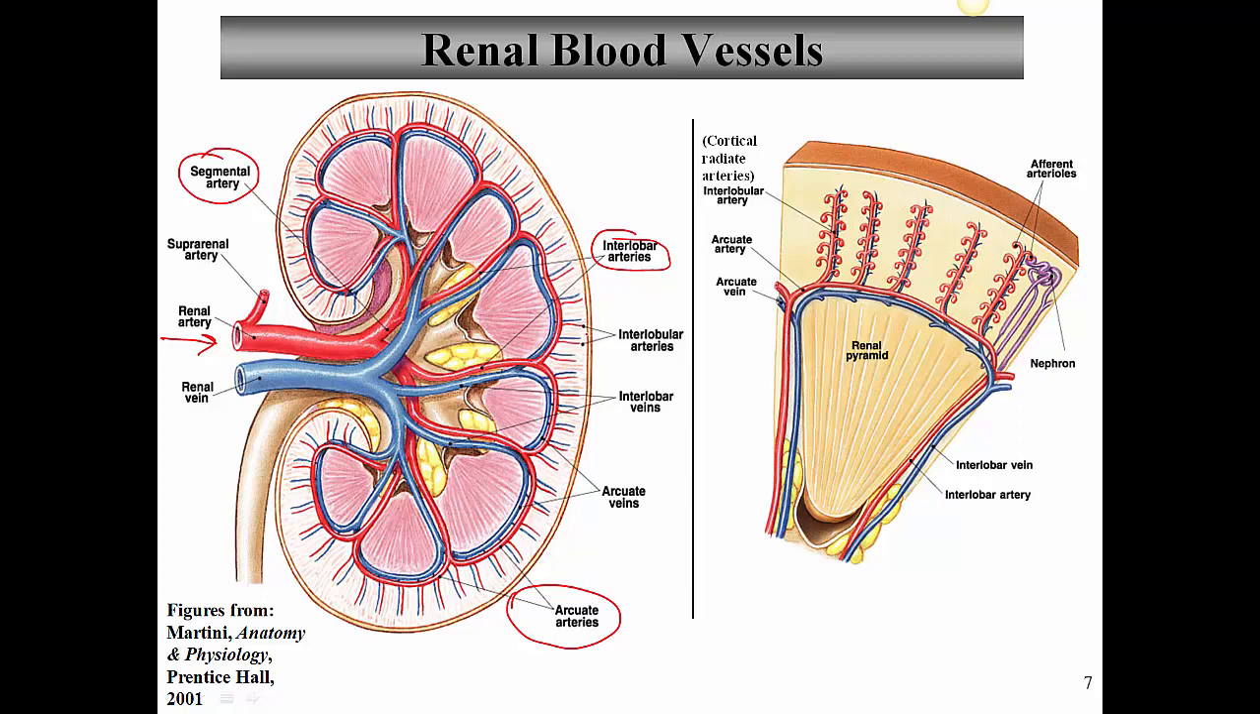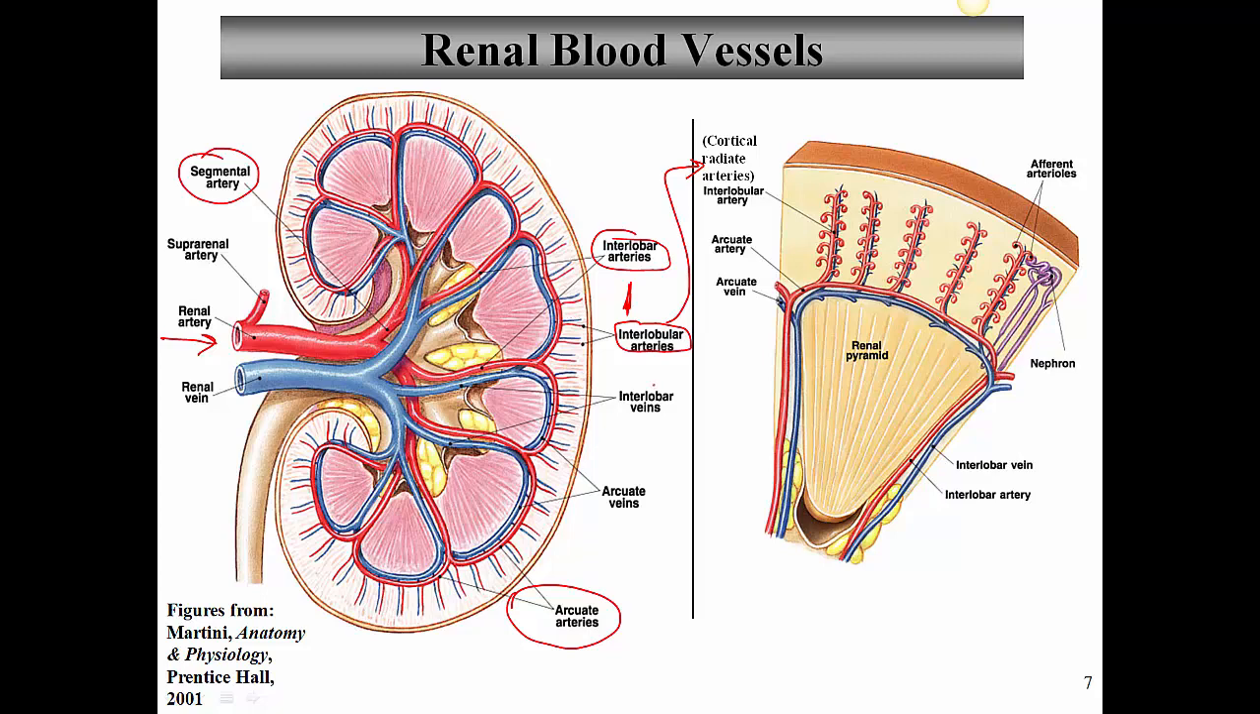Importantly, coming from the arcuate arteries, we have smaller arteries now called interlobular arteries. Now, these vessels are also sometimes called cortical radiate arteries to eliminate any confusion between interlobar and interlobular. So this is the newer nomenclature, cortical radiate arteries. These are very important because, as we'll see in a second, these feed the small structures in the kidney that begin to make urine.